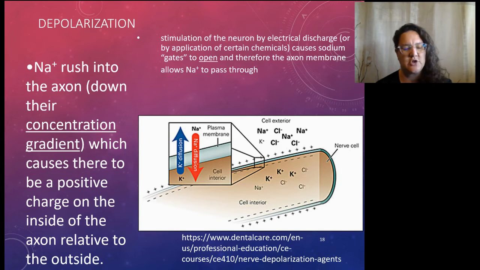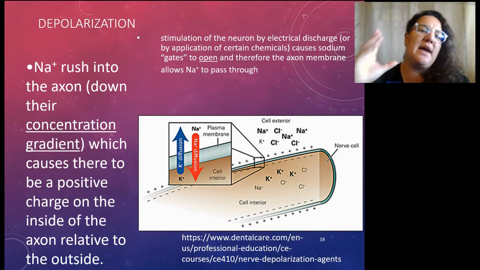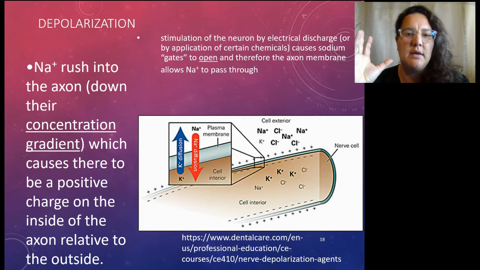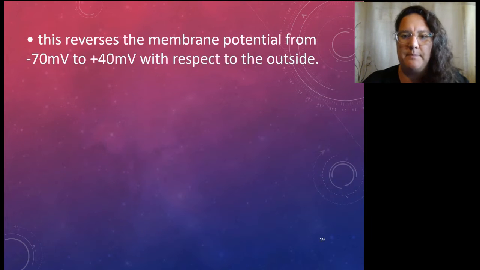The second stage of a nerve impulse is known as depolarization. When depolarization occurs, sodium rushes into the axon, down its concentration gradient. This would be passive transport, which will cause there to all of a sudden be a positive charge on the inside of the axon relative to the outside. So we've depolarized. This stimulation of the neuron by electrical discharge causes those gates to open. Sodium gates are going to open, and sodium is going to rush right into that cellular membrane.